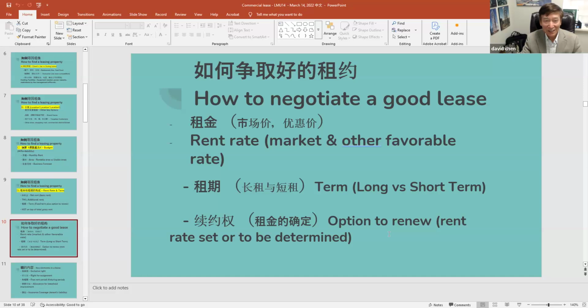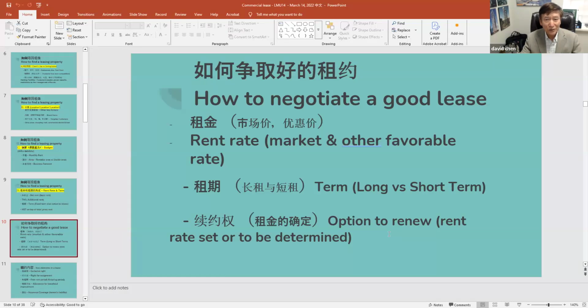We're talking about already how to do the lease, how to look for it, how to calculate the rental rate. If you are the tenant agent, how do you negotiate a good lease? A lot of issues we can talk about, but we just go quickly, okay? Because we don't have too much time here. So the same thing like a residential offer, how do you negotiate a better deal for your client?